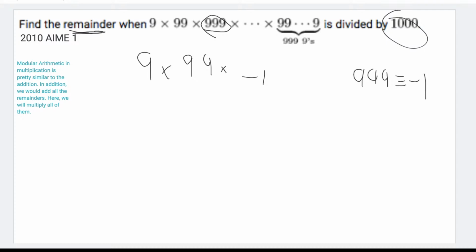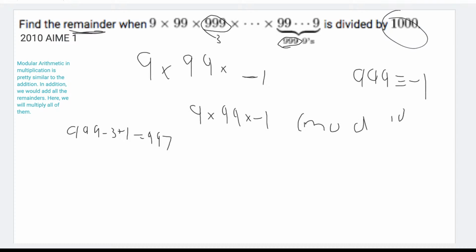And this has 3 nines all the way to 999 nines. So the number of terms where the remainder will be -1 in mod 1000 will be 999 minus 3 plus 1, which is 997. So -1 to the power of 997 is obviously -1. So 9 times 99 times -1, and we want this in mod 1000. 99 times 9 brings in 891 times -1, so that means the remainder is -891 in mod 1000.